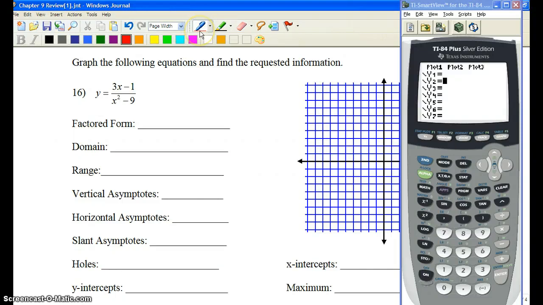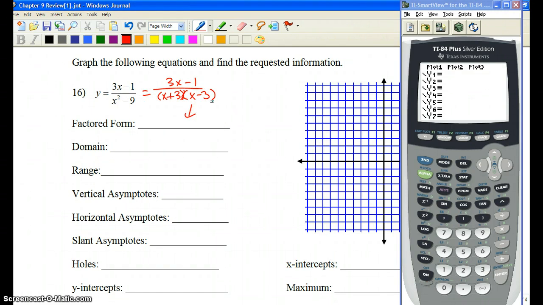Okay, now here we go. Let's look into the graphing now. First thing, what we want you to do is to factor this completely. You get the 3x minus 1 all over x plus 3 times x minus 3, because that's difference of two squares, and that's the fully factored form.